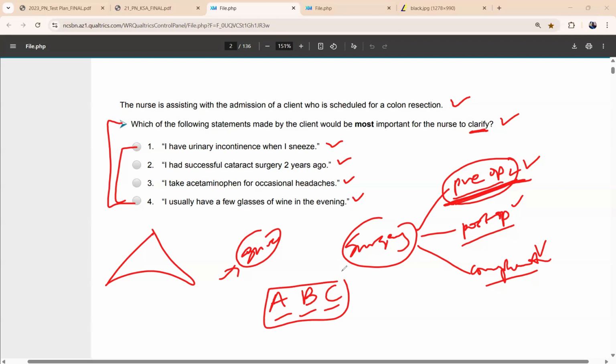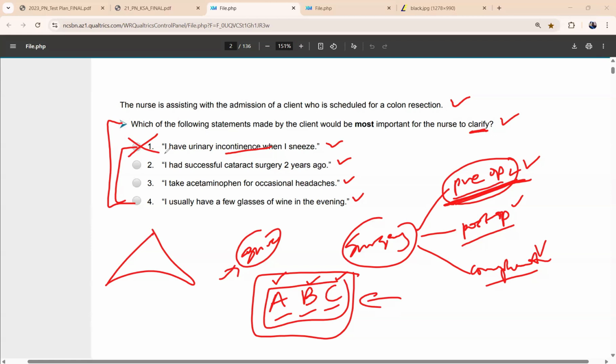It's talking about urinary incontinence when I sneeze. So it's related to a particular condition. So I'm going to ask myself, is this airway condition? Is this breathing condition? Is this circulation condition? No. No. So, during pre-op, we only want to clarify conditions related to airway, breathing, circulation. So no matter how I see this as a problem, because it's not related to these 3 conditions that can be causing problems during surgery, I'm just going to X this out. So I don't need to think about it.